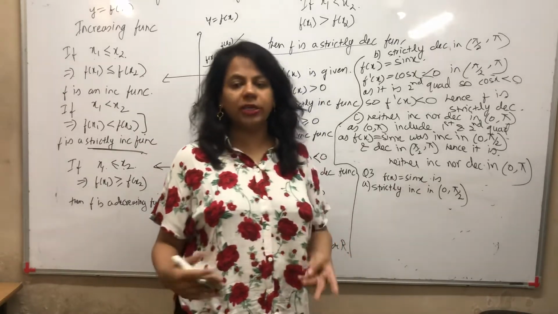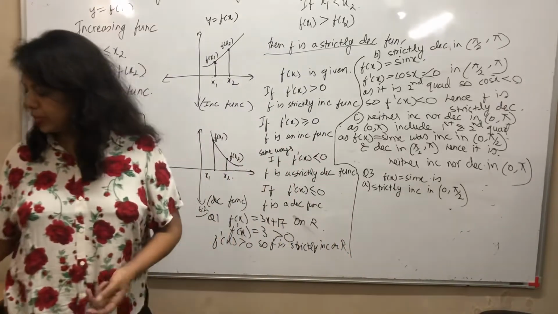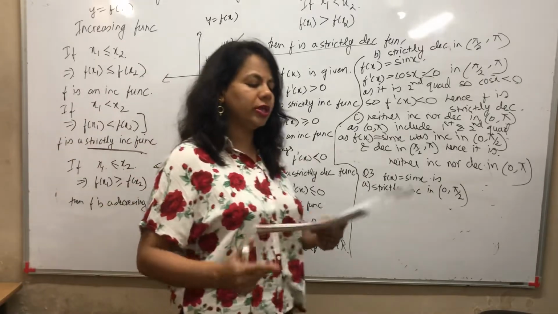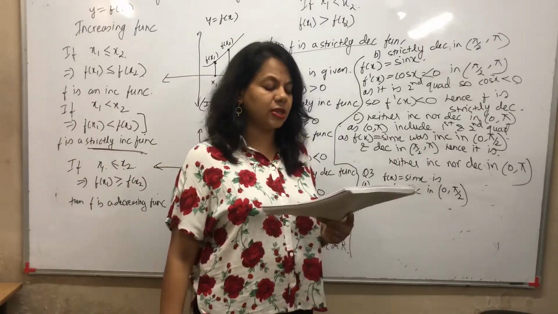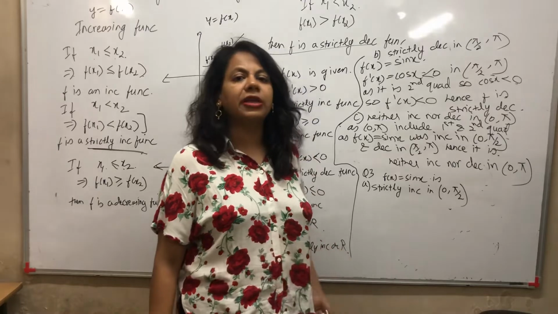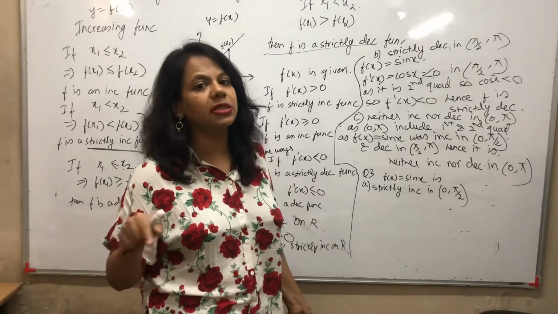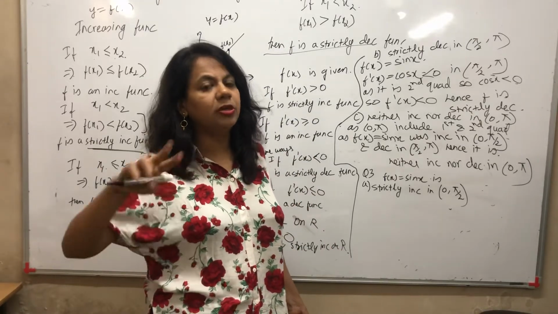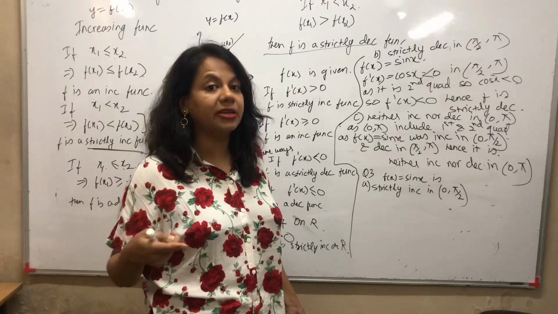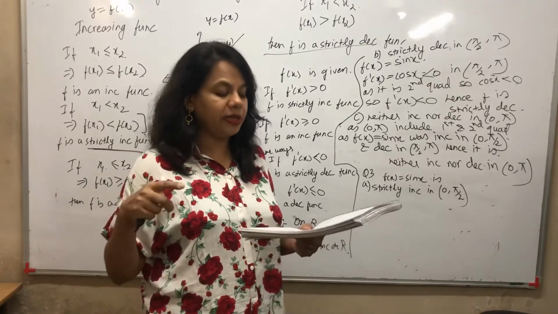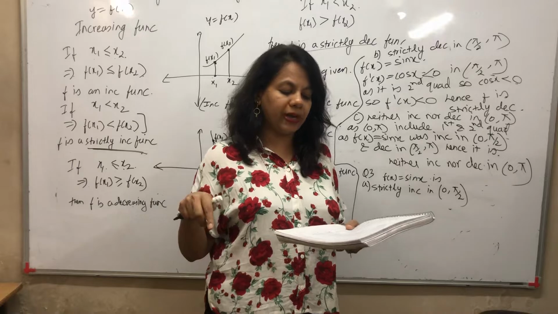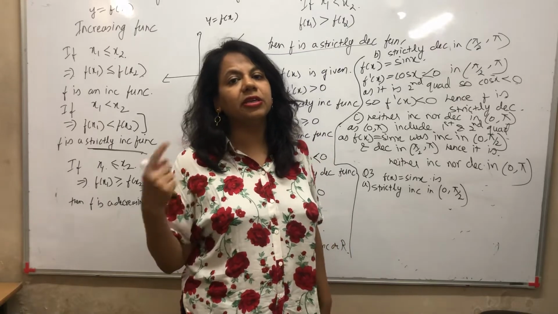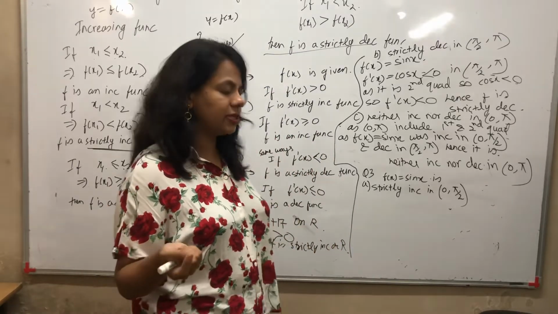Now what is given to me? There is a function f(x) given to me. I'll read out the question. Show that the function given by f(x) = sin x is strictly increasing in 0 to pi by 2. That's the A option. B option, it is strictly decreasing in open interval pi by 2 to pi, and neither increasing nor decreasing in open interval 0 to pi.